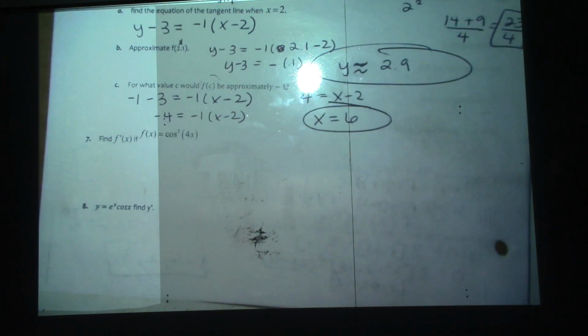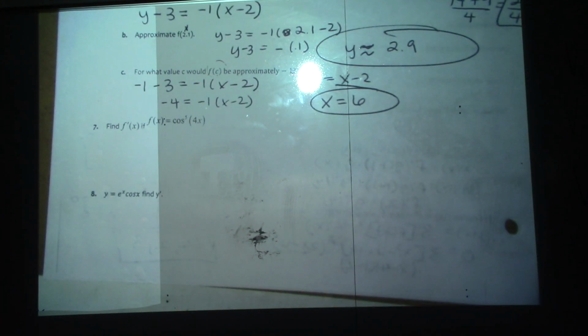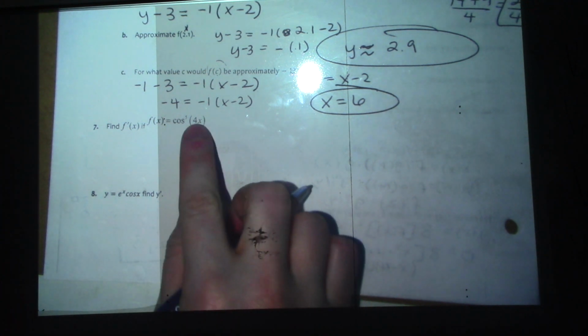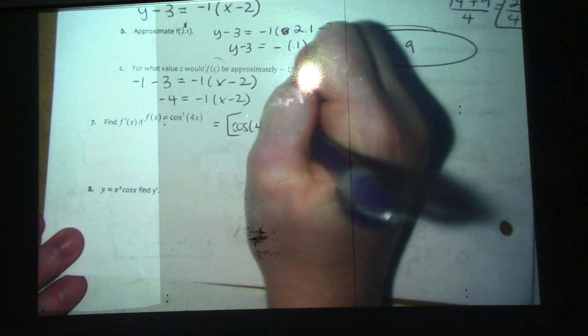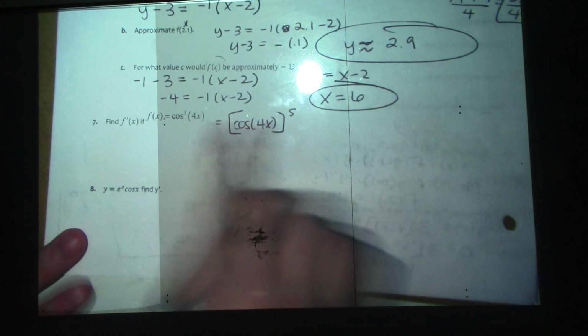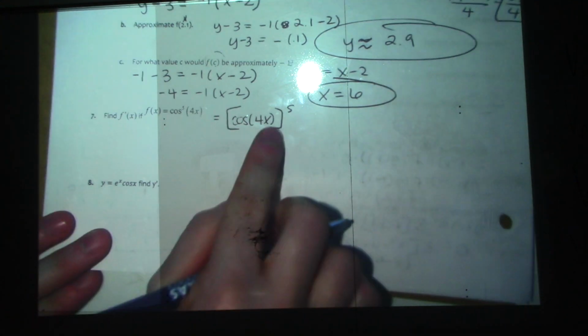Alright, number 7, so we've got cosine of 4x all to the 5th power, so you should recognize this as chain rule. I actually have 3 functions. I've got f of x inside of cosine, inside of to the 5th power. So I'm going to rewrite this as cosine of 4x all to the 5th power. So that's the same thing. I just want to rewrite it because some people this will make a little bit more sense.